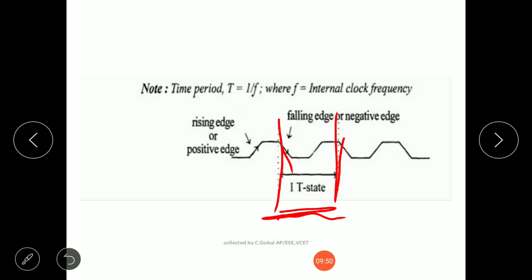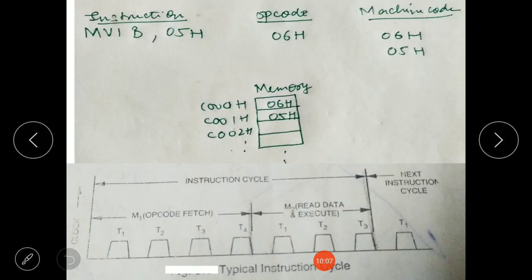Or in simpler terms, you can say the necessary steps which are to be carried out during one time period, or one clock cycle, will constitute one T-state. And what are those necessary steps? Whether it is opcode fetch, memory read, memory write, input output read or input output write, the subdivision of those necessary steps performed in one clock cycle is called T-state.